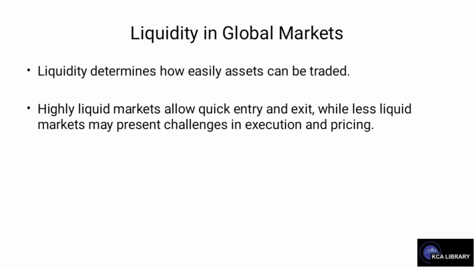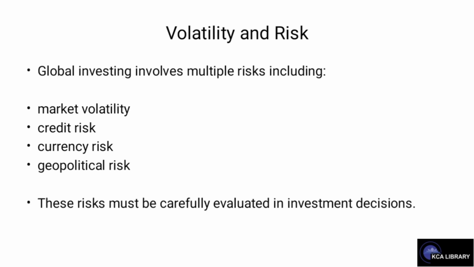Let's look at liquidity in global markets. Liquidity, like I said before, determines how easily assets can be traded. Highly liquid markets allow quick entry and exit, while less liquid markets may present challenges in execution and pricing. Volatility and risk, I already explained before. But under global investing, there are different kinds of risk. We have market volatility, credit risk, currency risk, and geopolitical risk. Now, these risks must be carefully evaluated when investing.